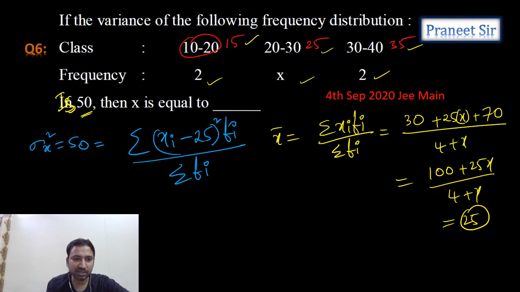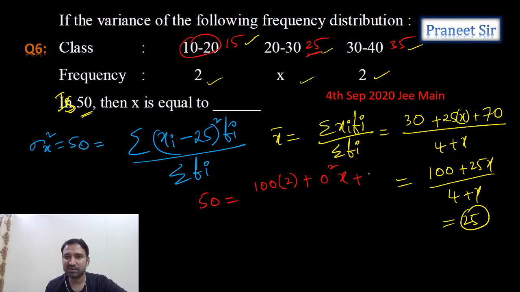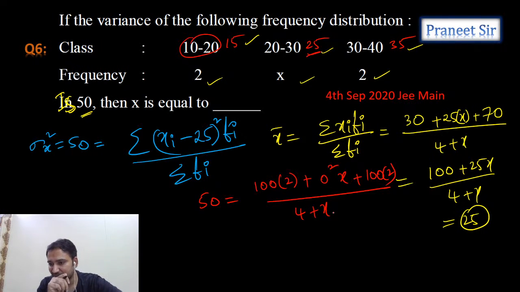So if we use this formula here, 50 is equal to, tell me guys, sigma xi minus 25 whole square. 25 minus 15 whole square, that is 100, into fi, fi is 2, plus, here it is anyway 0, because 25 minus 25 is 0. 0 square into fi, fi is x. Plus 35 minus 25, again 100, into 2, by sum of observations, which is 4 plus x. That's what we're getting, right?